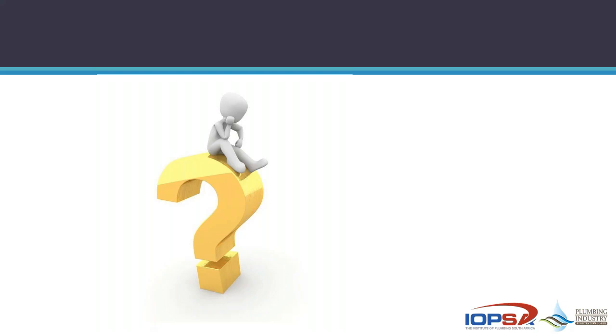All right, the next one reads, when a drain passes under a building, do you need a manhole on either side, or will a rotting eye suffice?